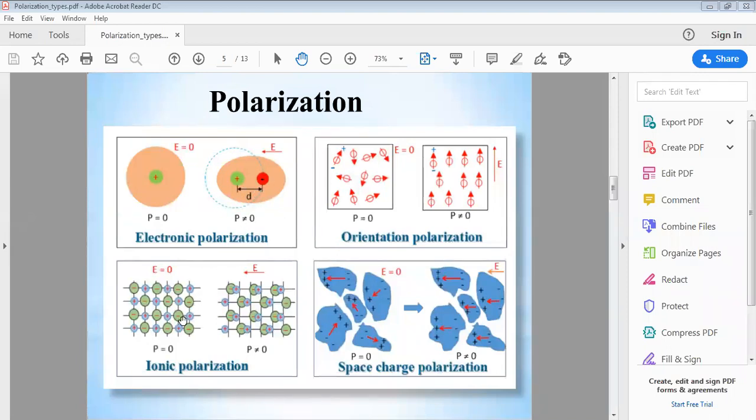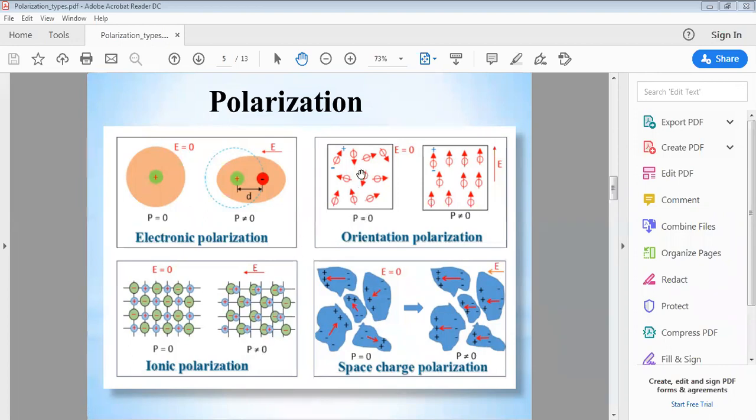Similarly, in ionic polarization, before applying an electric field, the sodium chloride ions are placed at an even distance, so the polarization will be zero. When you apply an electric field, the ions will move towards the applied electric field, so you are creating a polarization. Polarization is not equal to zero.